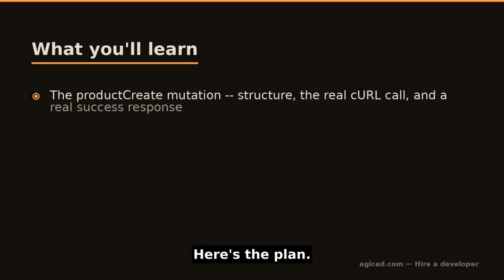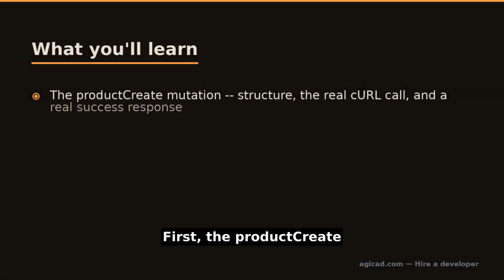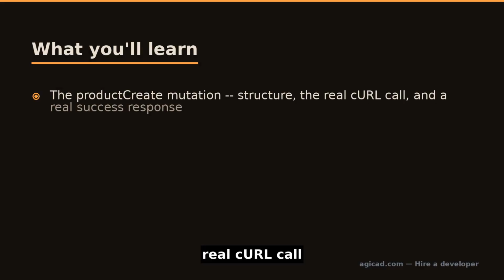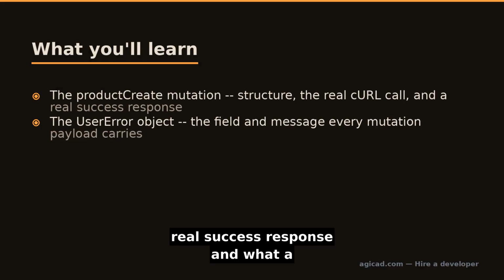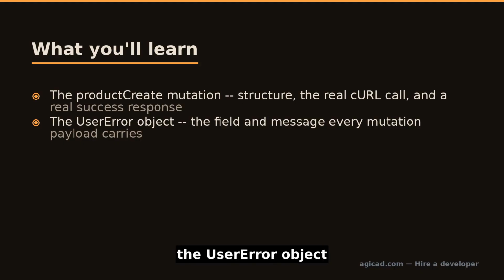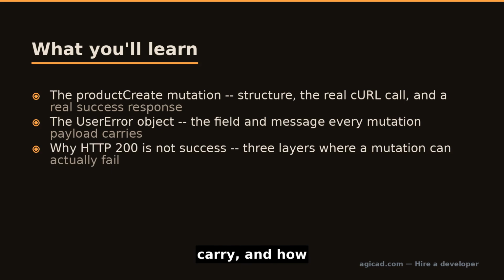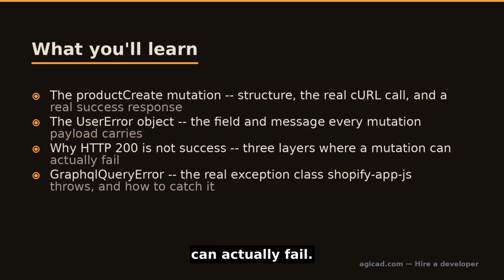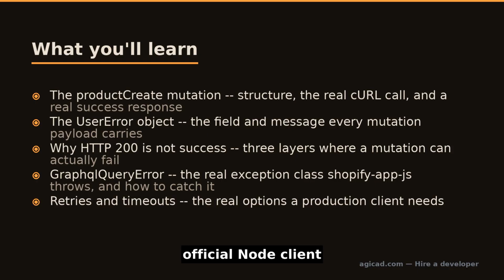Here's the plan. First, the productCreate mutation itself, its structure, the real curl call from Shopify's docs, and what a real success response looks like. Second, the UserError object, the field and message every mutation payload can carry, and how to request it. Third, why HTTP 200 is not success on this API, and the 3 layers where a mutation can actually fail. Fourth, GraphqlQueryError, the real exception class the official node client throws, and the real try-catch pattern for handling it. And fifth, retries and timeouts, the real client options a production integration actually needs.